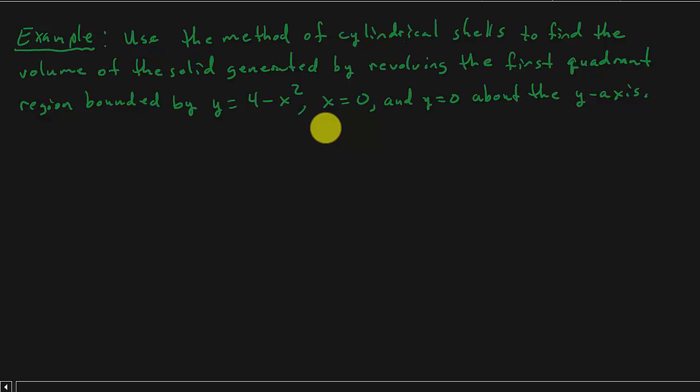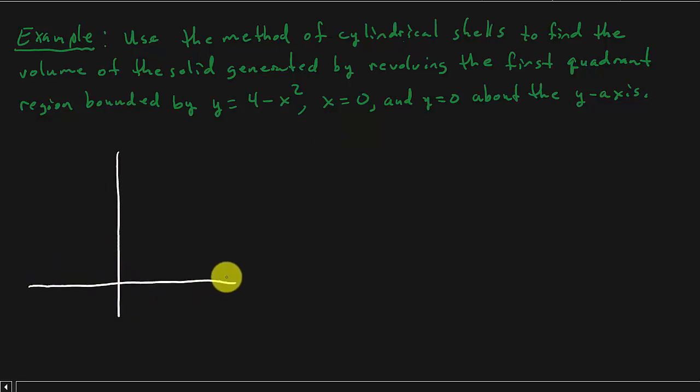So it says use the method of cylindrical shells to find the volume of the solid generated by revolving the first quadrant region bounded by y equals 4 minus x squared, x equals 0, and y equals 0 about the y-axis.